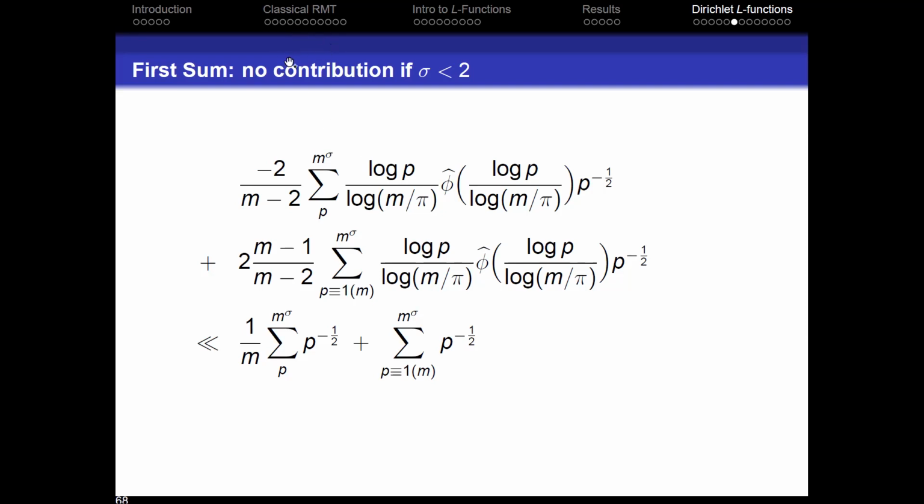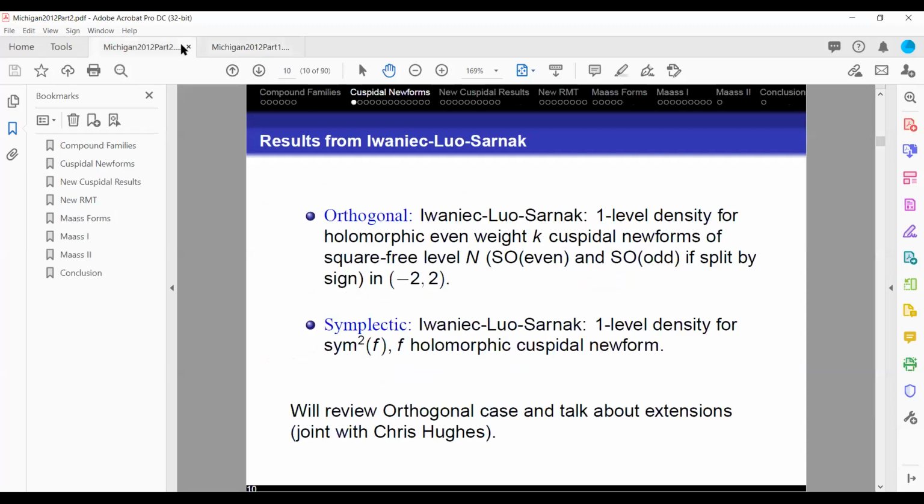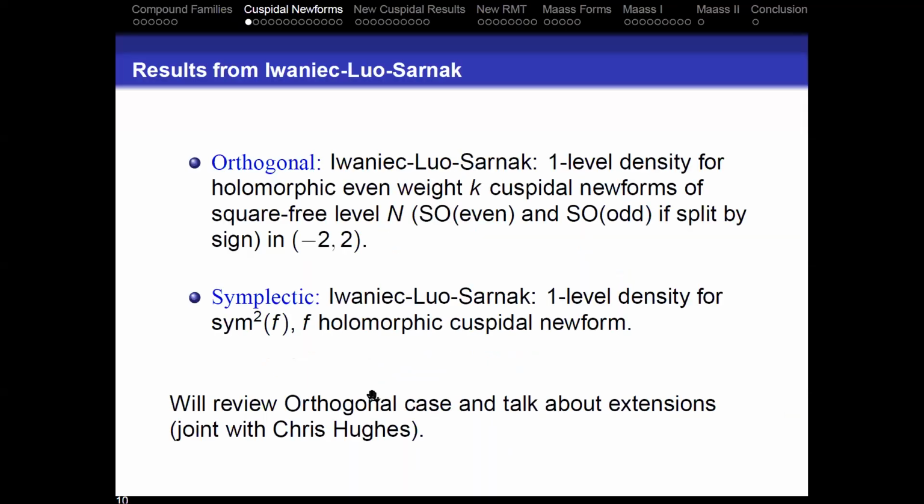What I want to do now is I want to switch, and is it now showing results from Iwaniec-Luo-Sarnak? Is everyone able to see that?